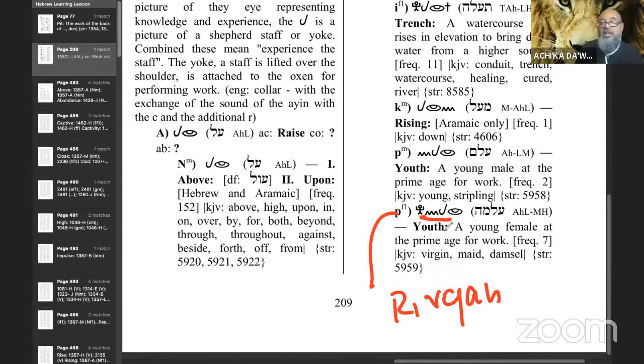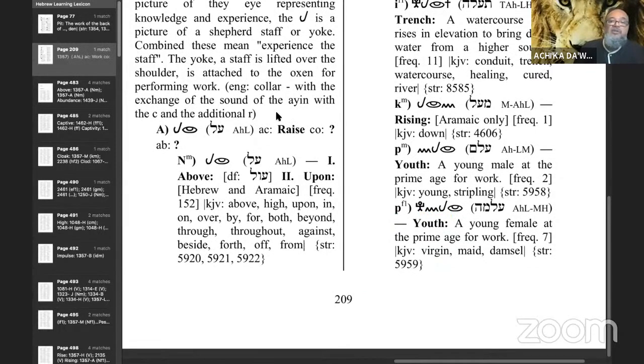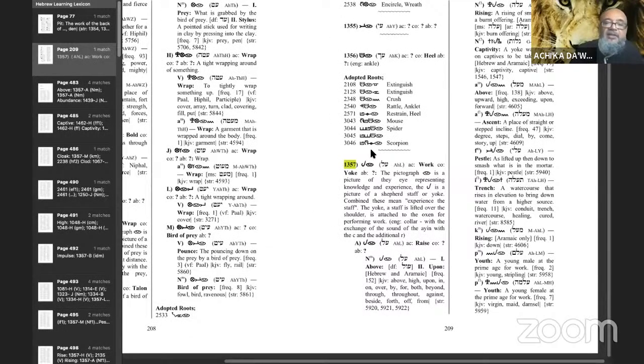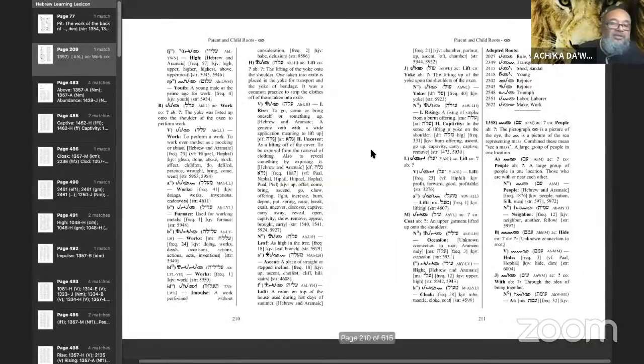He asked her, what should I do with this alma? Okay, a young female who is at the prime age for work. And that's why she's a virgin, translated maid or damsel. She was at the age that she was ready to do work, and that was demonstrated by her getting over 200 gallons of water. And she did a lot of work, okay? That was put upon her, okay? Is that a 209? Yeah, 209. Let's see. 210, here you go.